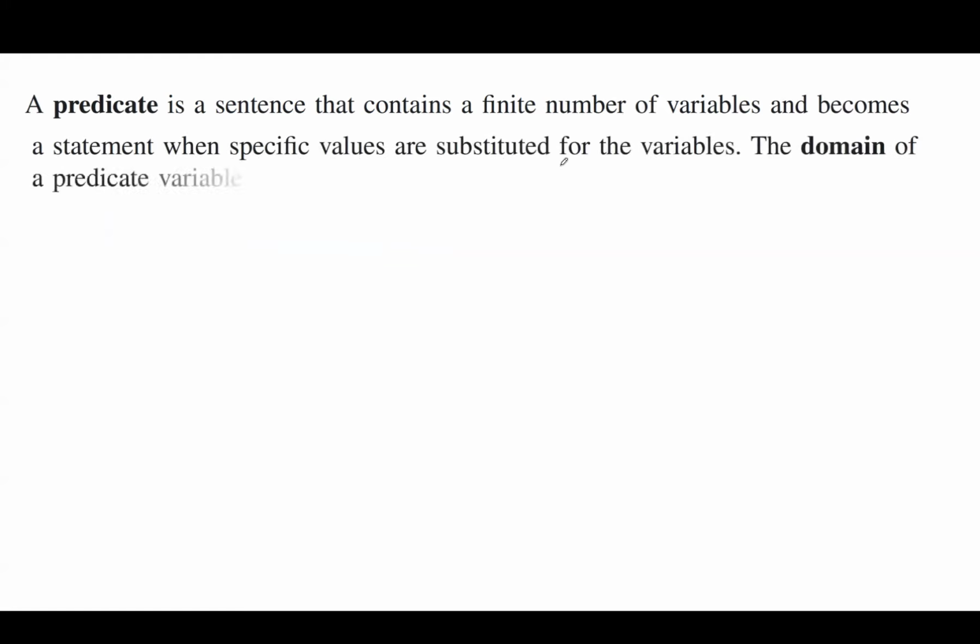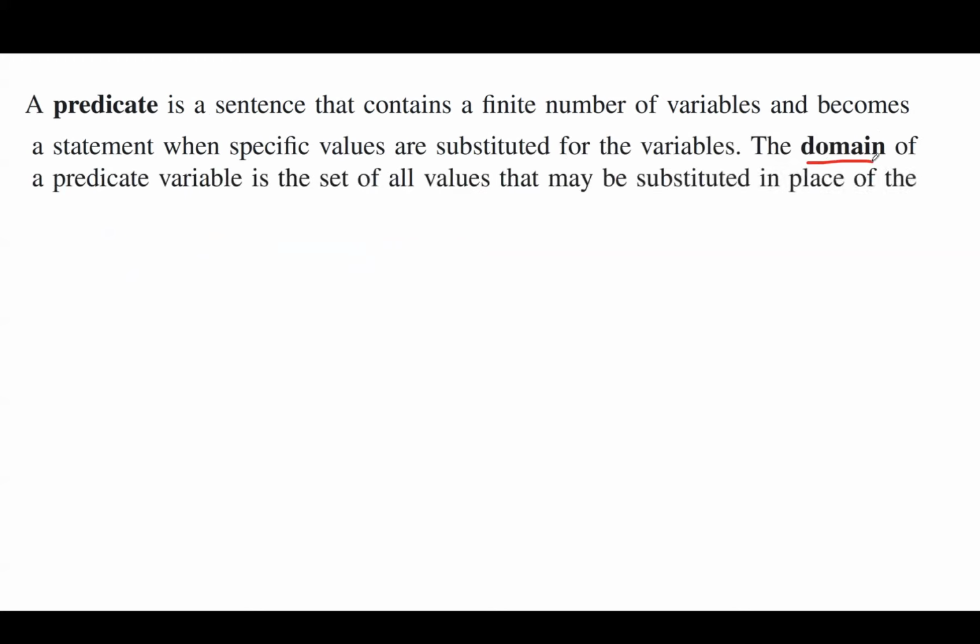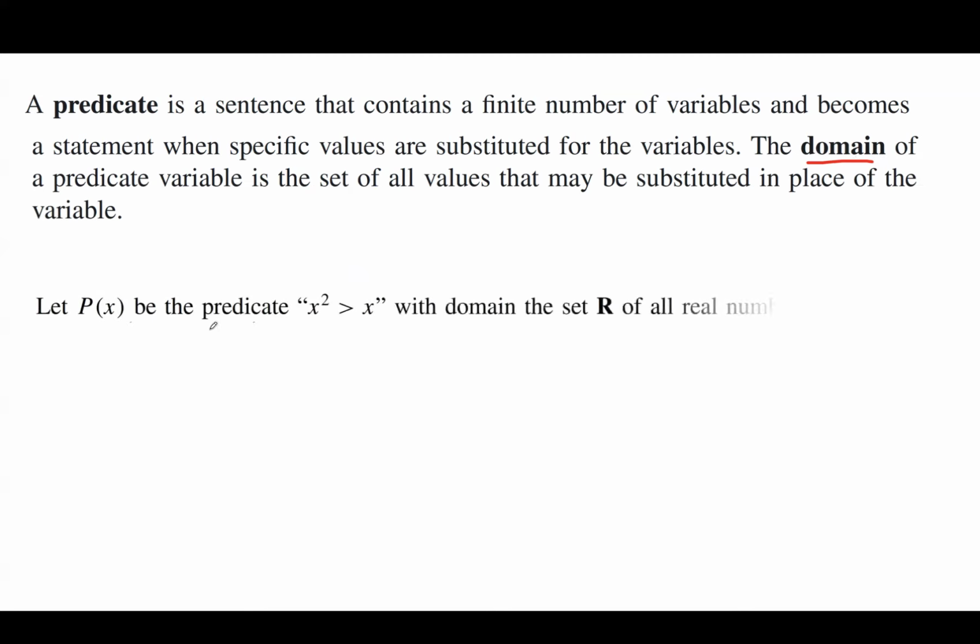substituted for the variables. It has a domain, which are the possible values that you can plug into the statement for your variable. It might be true or false. At this point, we are not really worried about the truth and falsity of the statement. For example, P of X is the predicate that's saying that, hey, X squared is always more than X. The domain given to us is R, the set of all real values.